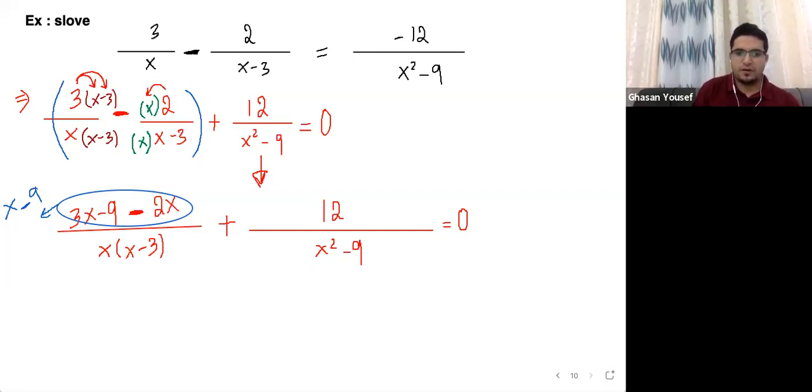So now we have two fractions. The denominators are different. Here we have x times x minus 3. Here we have x squared minus 9. So to do this, we have to use the least common denominator like we learned before. So least common denominator. How can I use this one? How can I use the least common denominator?